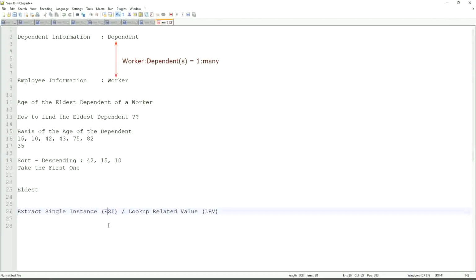So, ESI will allow you to extract the instance of an object from a related business object based on some criteria. That is what ESI is all about. Right. And once you extract the single instance, one particular occurrence of that particular object, then you look up another value related to that using an LRV.